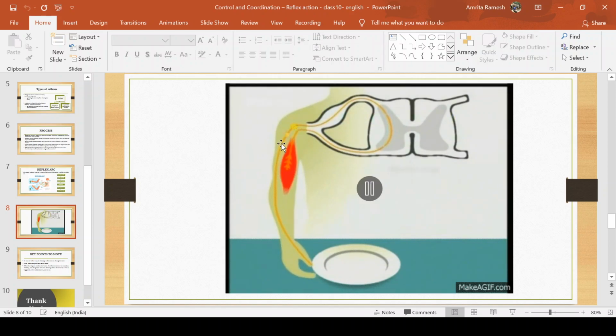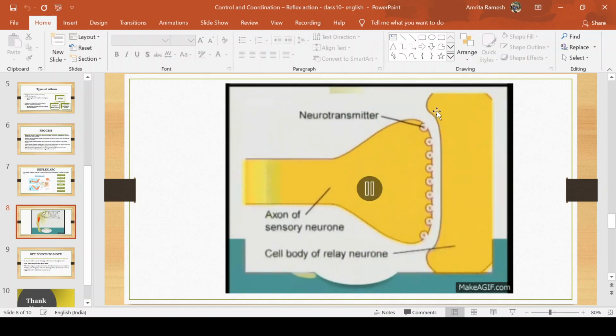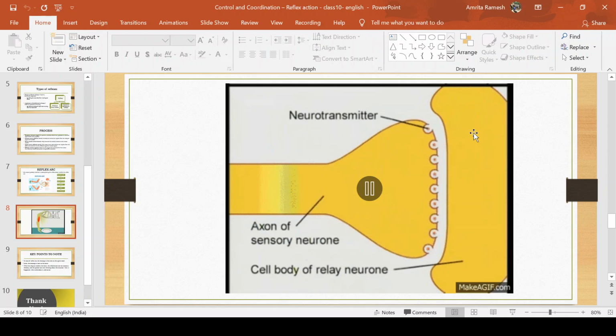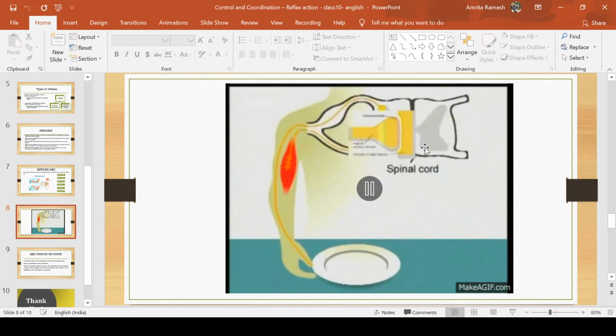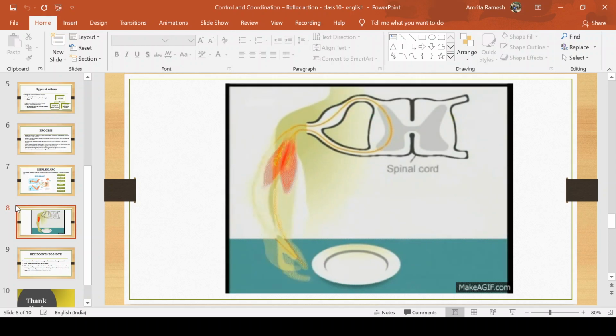You can see it once again. It will go here via the sensory neuron and transmit to the relay neuron. The message is transmitted by a neurotransmitter to the relay neuron, again through a synapse. We studied about the synapse in the previous lecture. Then it is brought back via the motor neuron to the effector organ, that is the hand in this case, so that we pull it back. This is the reflex action. I hope this is clear. The concept of reflex action and reflex arc is clear.